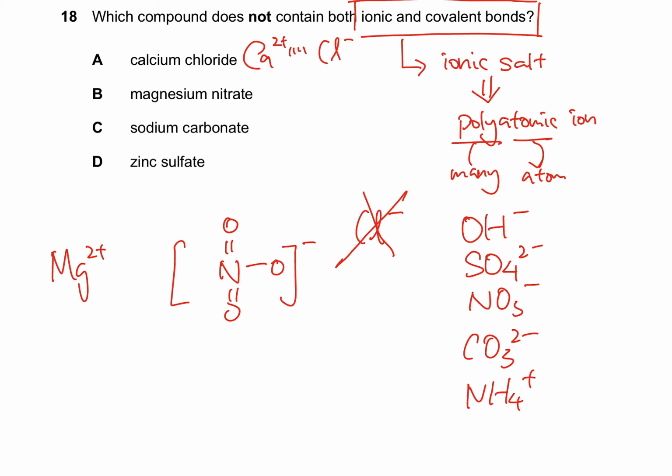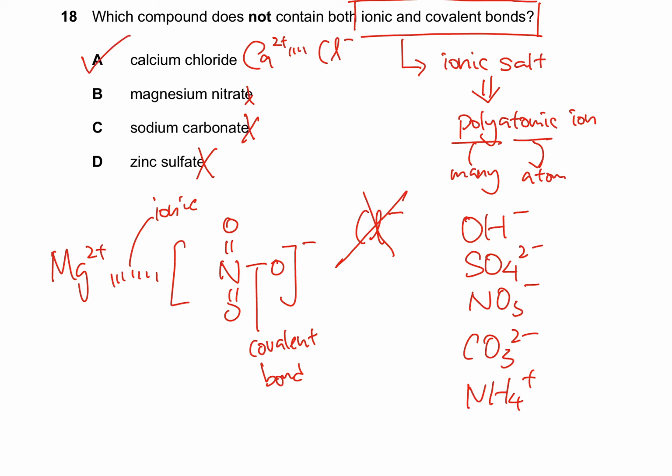Okay, how to draw it, you're not expected to know. However, there is both the ionic bond between the oppositely charged ions as well as the covalent bond between the non-metal atoms. So we got the non-metal atoms, they share electrons, they form a covalent bond. So what this question actually means is: which compound does not contain a polyatomic ion? Nitrate is a polyatomic ion, carbonate is a polyatomic ion, and sulfate is a polyatomic ion. So calcium chloride would therefore be the answer.